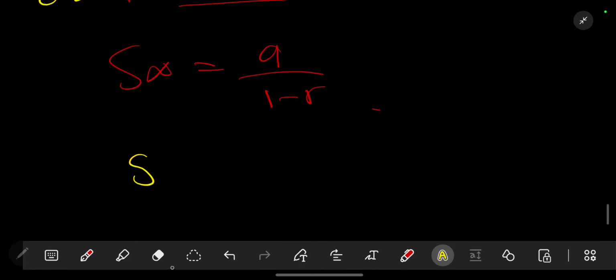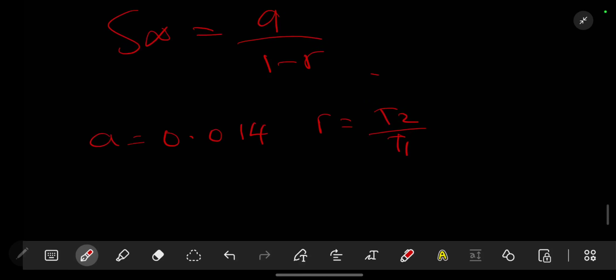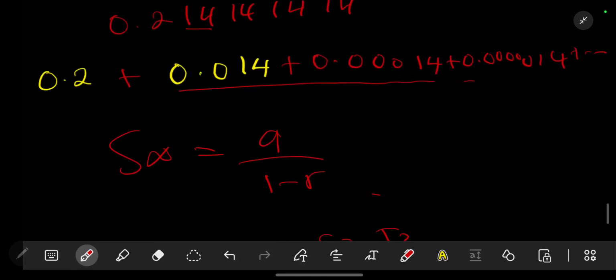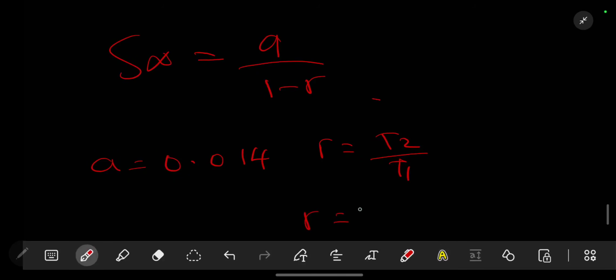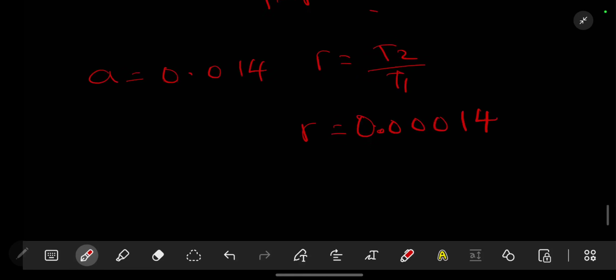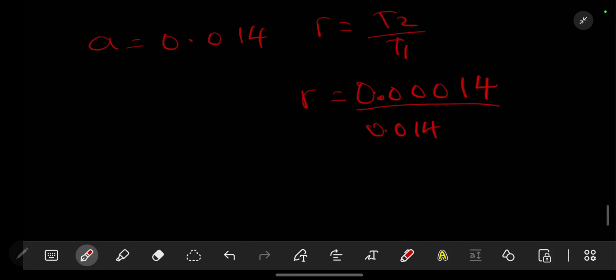So let's first identify a is equal to 0.014. r is equal to term number 2 over term number 1. So what is our term number 2? Term number 2 is this. So we are going to take all of this, 0.00014, like that, divided by term number 1, which is 0.014, which is this one, 0.014.